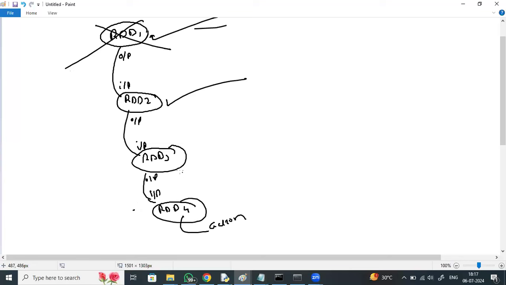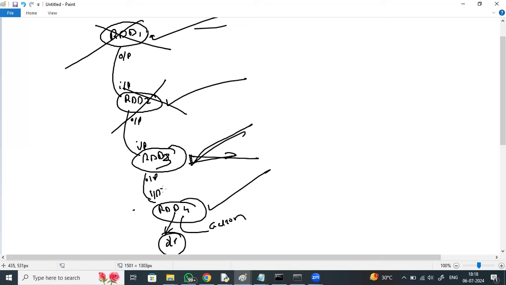The output of RDD2 is taken by RDD3. Once RDD3 is computed and execution is finished, RDD2 also gets removed from the RAM. RDD3 and its partitions get loaded into the RAM, and once RDD3 is computed, the output is collected. When the final output is collected, this RDD is also removed.